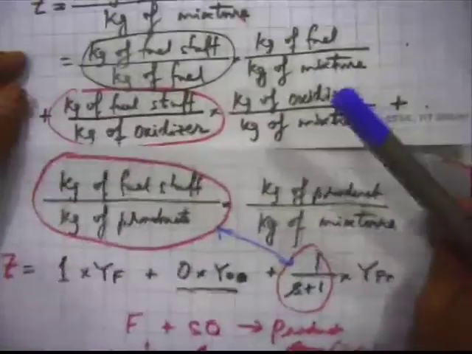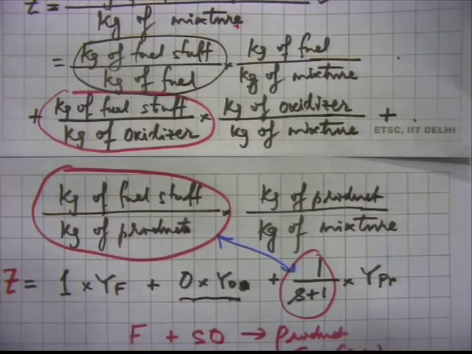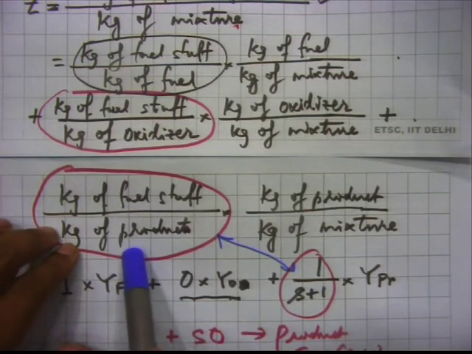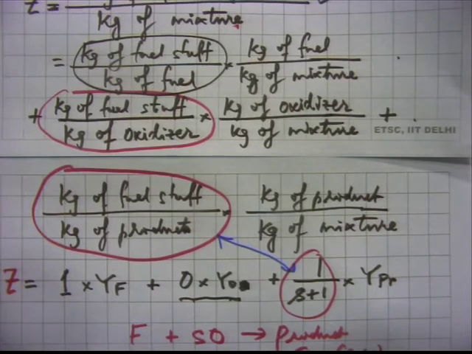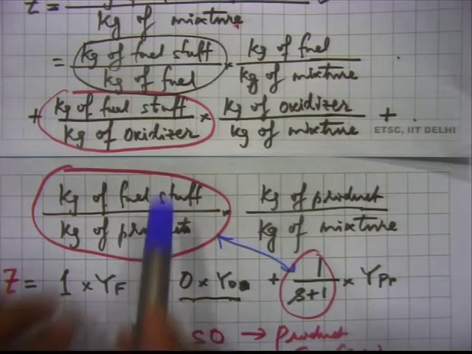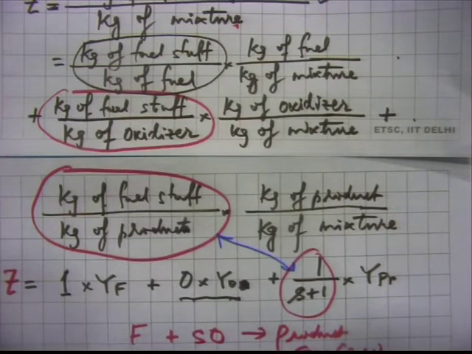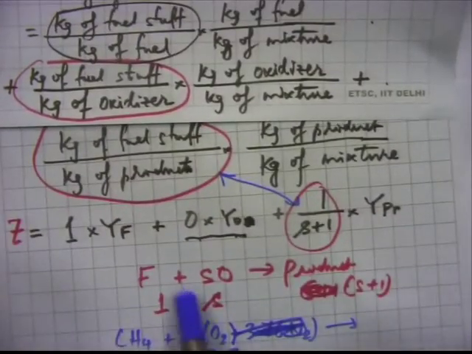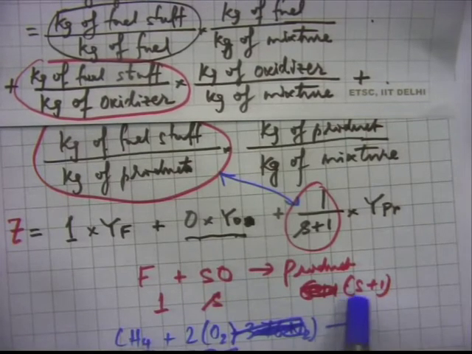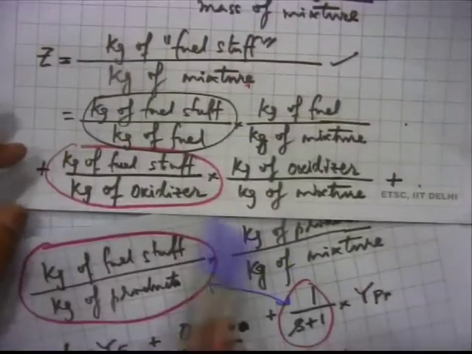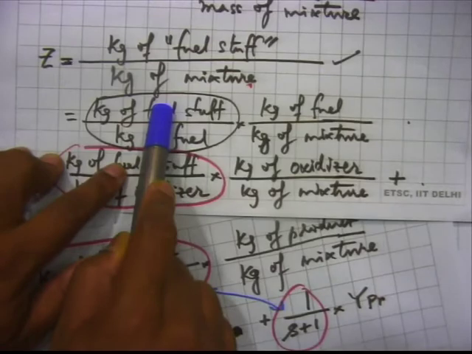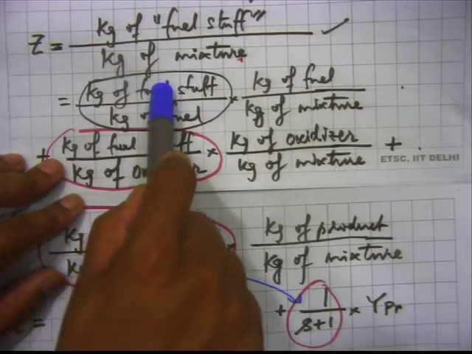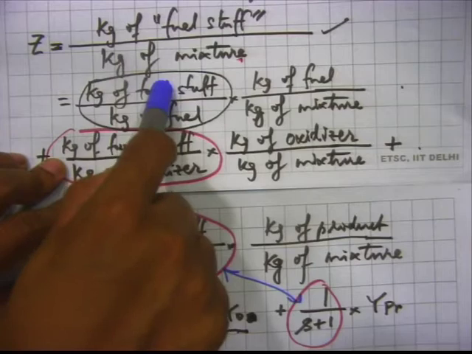Now, let us take another case. This is kg of fuel stuff in oxidizer, which is 0. Now, what about kg of fuel stuff in products, which was the third term? In this example that we wrote, this will be 1 out of S plus 1, because the reaction was, yeah, I think we can look at the reaction. We were saying that this is 1 kg of fuel plus S kg of oxygen giving you S plus 1 kg of products. So, kg of fuel stuff here is 1, here it is 0, and here it is 1 again, right.